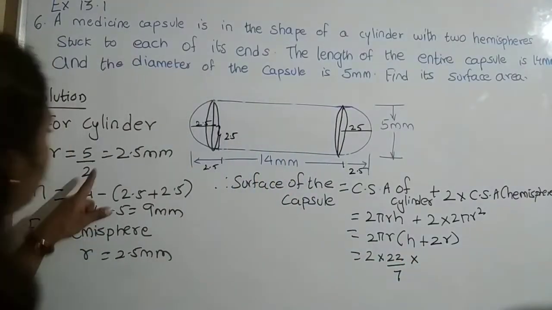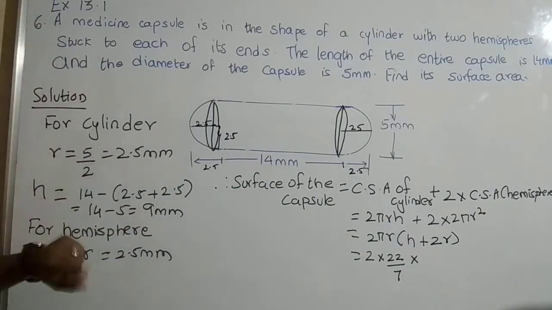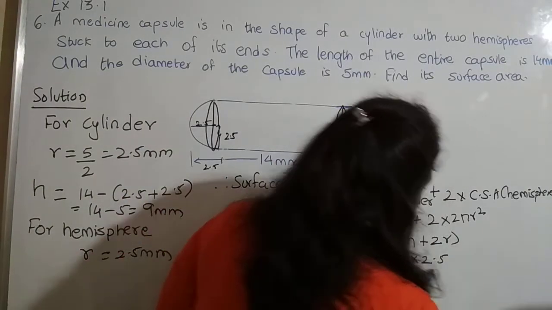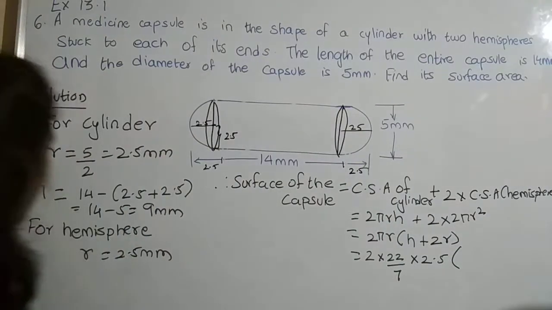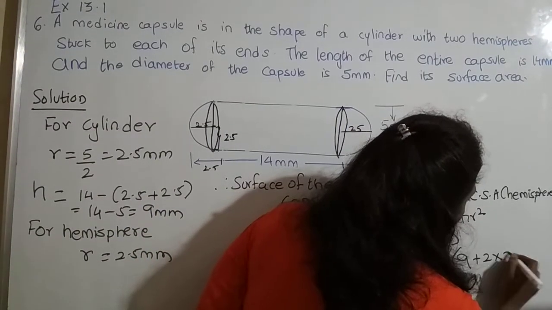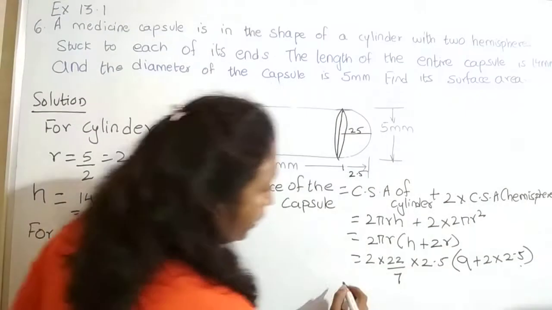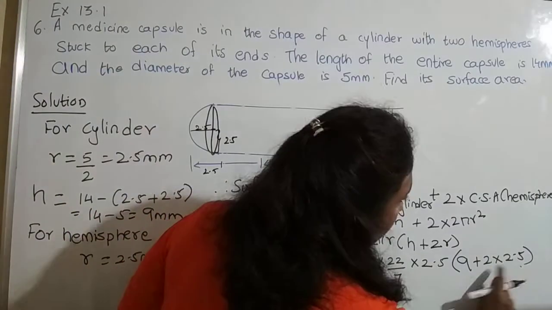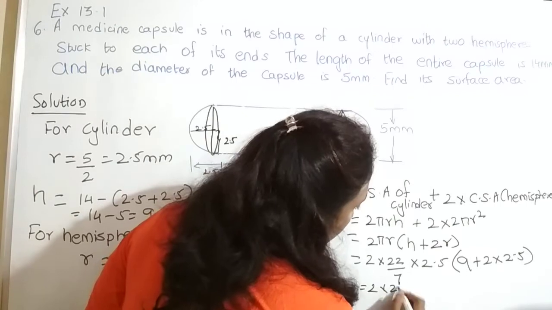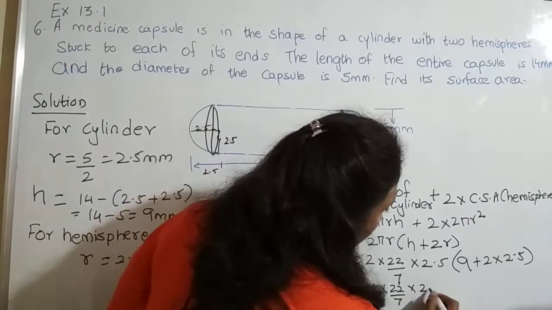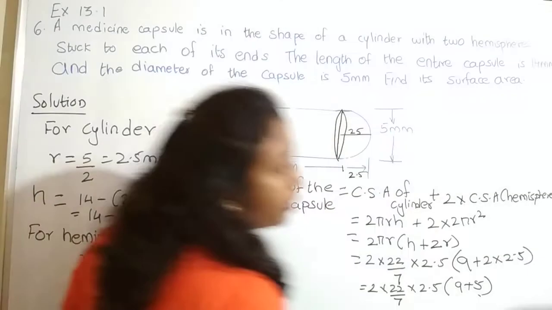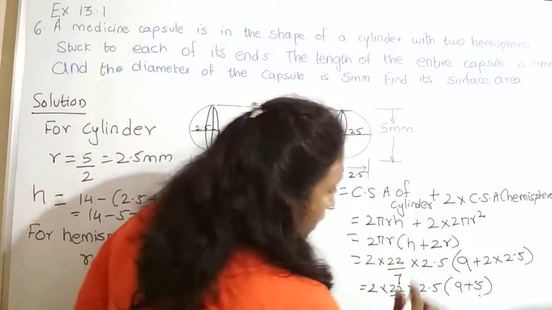R value we know it is 2.5, not 0 point, sorry. So R is 2.5 here. H is 9. Okay. So 9 plus 2 into 2.5. 2 into 25 is 50. So we have 2 into 22 by 7 into 2.5, and here we have 9 plus 5. Right? So 9 plus 5 is nothing but 14.